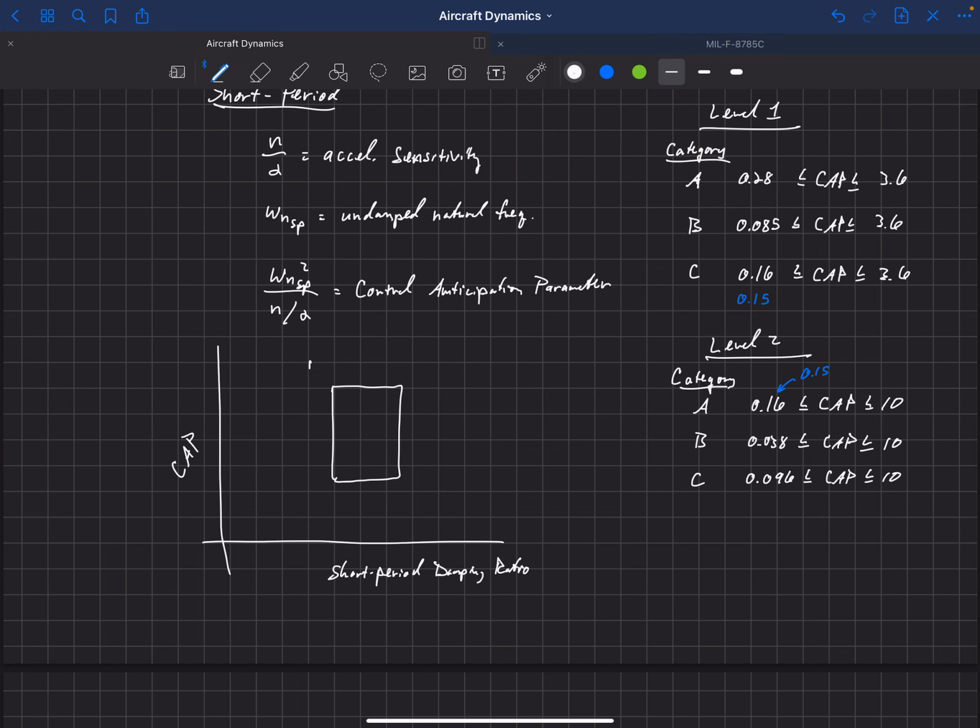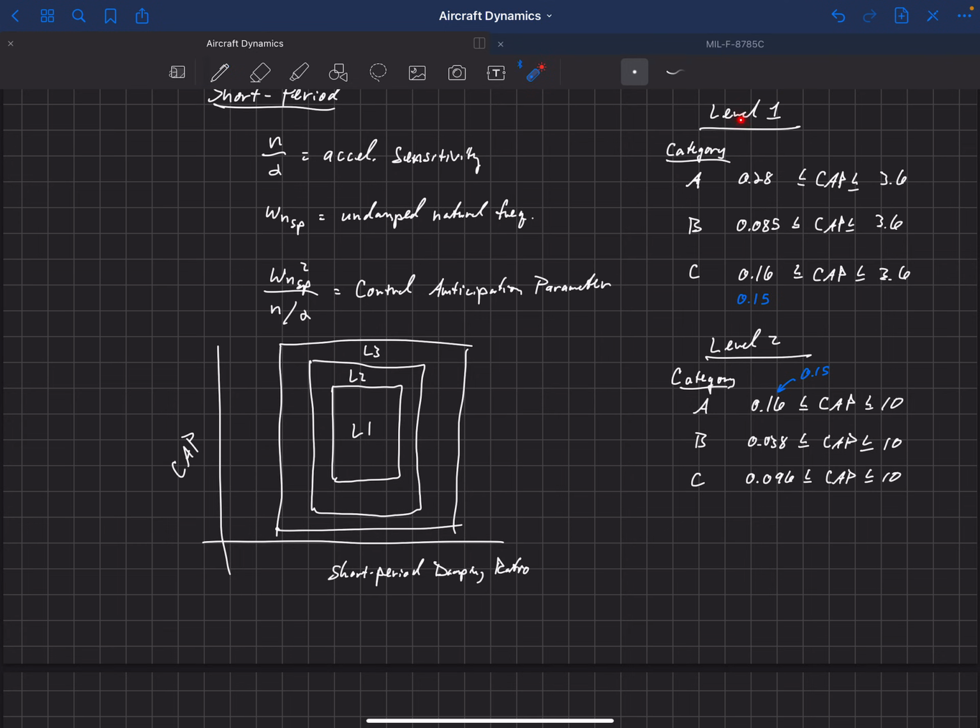and I'm making these a little bit simplified, but basically, you get regions that look something like this, where you have level 1, level 2, and level 3 handling qualities if you fall inside of these different regions. And of course, what we've assumed is that when we're talking about these level 1 and level 2 handling qualities over here that are dealing with the CAP, we're assuming that the damping ratio is within its limits. Okay, so we're talking about these upper and lower limits here on CAP.